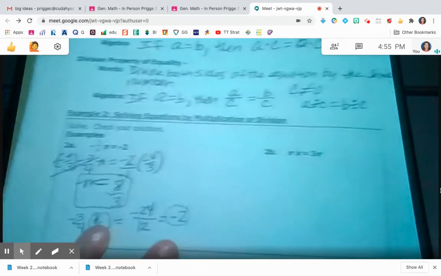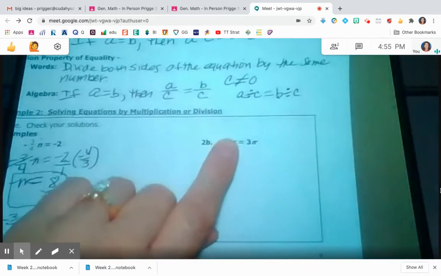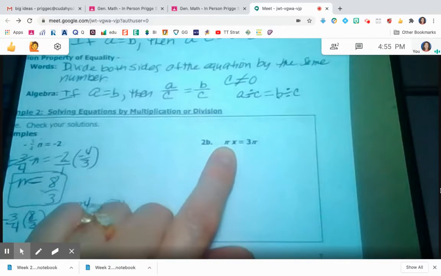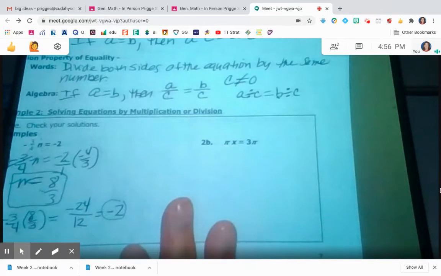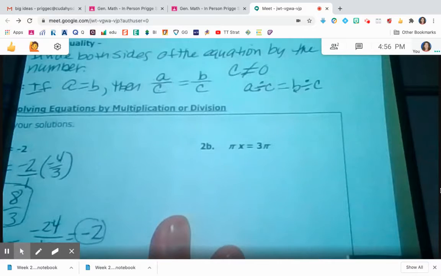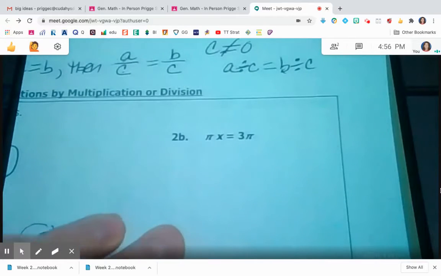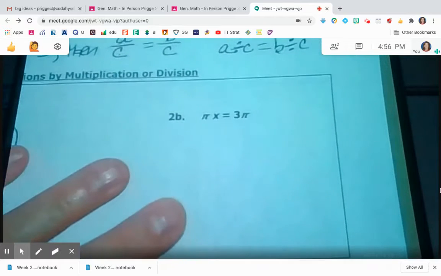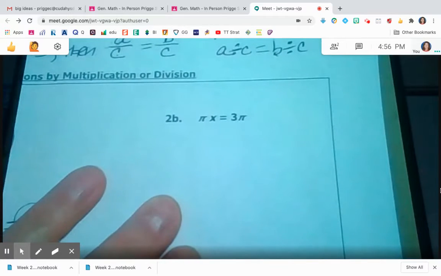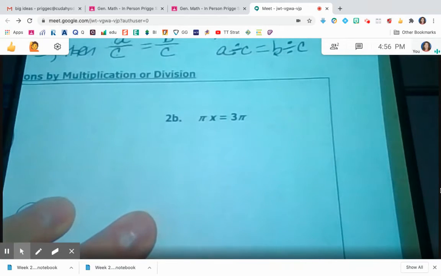All right, the struggle with pi. Pi is just a number, and we use the symbol for the number instead of writing pi because we can't write pi. Pi is too big of a number to write. Actually, pi is an impossible number to write. It's a never-ending decimal.